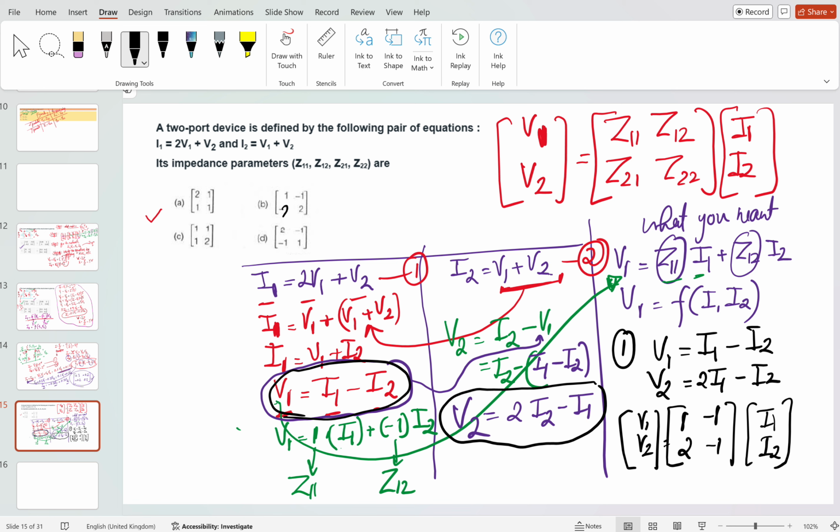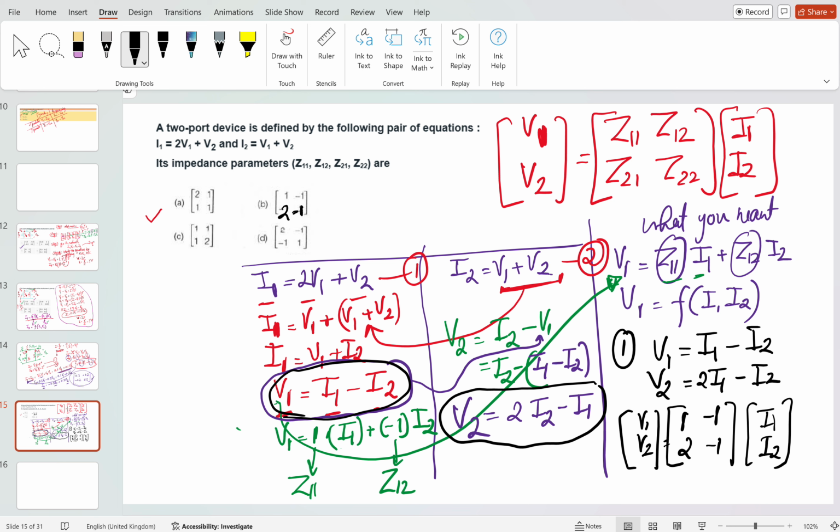If it could be written as 2 times of minus 1, it could be correct. So you just have to rearrange and write V1 and V2 in terms of I1 and I2. Then you could see what the correct values are. Okay. Any doubt in this?